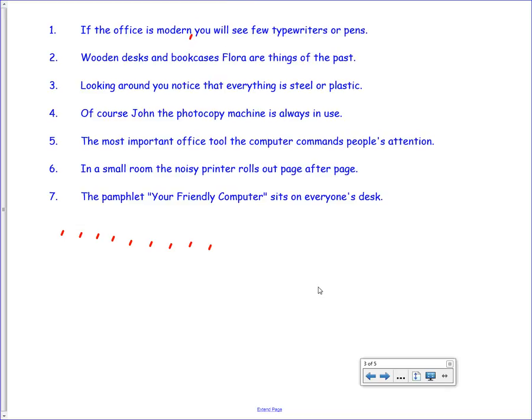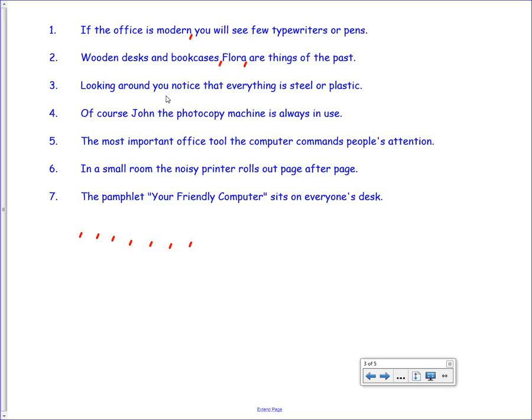Wooden desks and bookcases, Flora, are a thing of the past. Flora is a noun in direct address. We're speaking to a girl named Flora, so there needs to be a comma on each side of it to show that we could take Flora out of the sentence and the sentence might still make sense. Wooden desks and bookcases are things of the past.